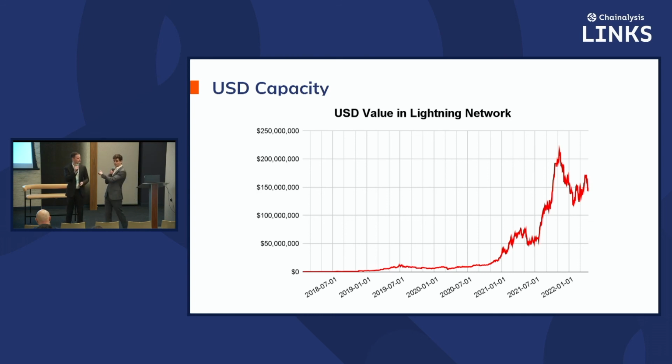Although one thing to remember with this graph as well is, just because there's $150 million worth of Bitcoin locked up in the Lightning Network doesn't mean that I can send $150 million worth of Bitcoin to Bob. That's the total amount of Bitcoin locked there. Channel capacity, route capacity, is going to be much, much lower, and that's where we get into that sort of traveling salesman problem of how do I figure out the best route to the other side of the Lightning Network, and how much capacity exists on that route.